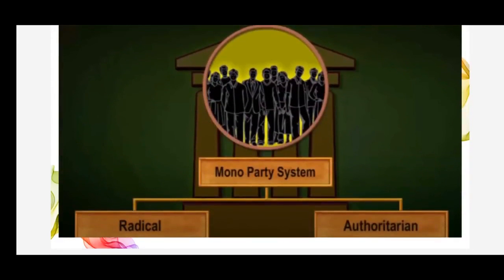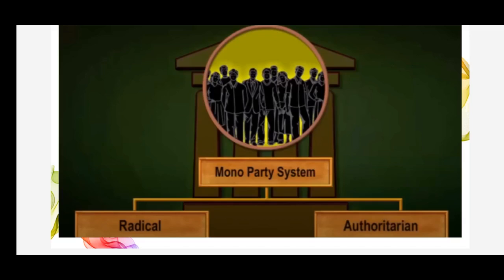Now, the mono-party system. Yesterday we discussed different party systems: mono-party system or single party system, bi-party system or two-party system, and multi-party system. Now let's see the mono-party system. A mono-party system is a political system in which only one party controls and runs the government.